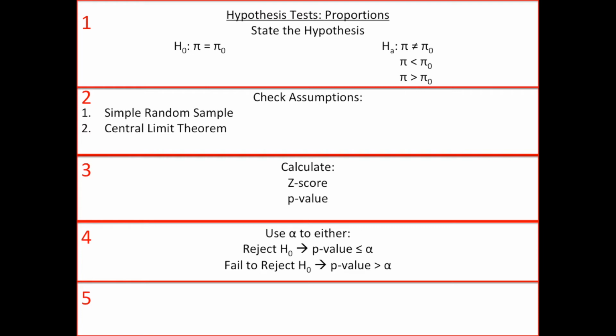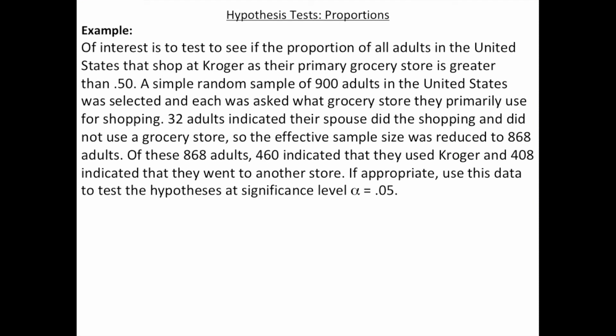Once you choose either to reject or fail to reject, you need to interpret your results. You're going to state that there is either sufficient or insufficient evidence that the alternative hypothesis is true. Whenever we reject our null hypothesis, there is sufficient evidence, but if you fail to reject your null hypothesis, there is insufficient evidence. So let's see how all of these steps work by looking at an actual example.